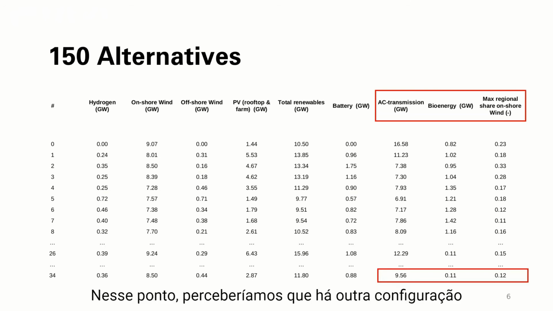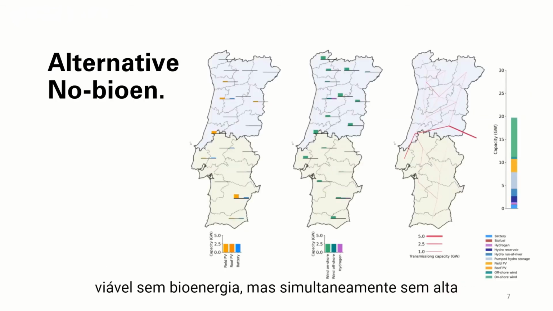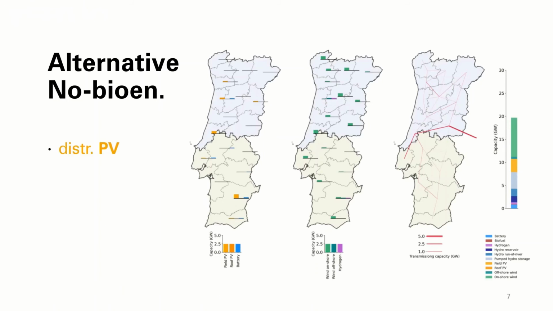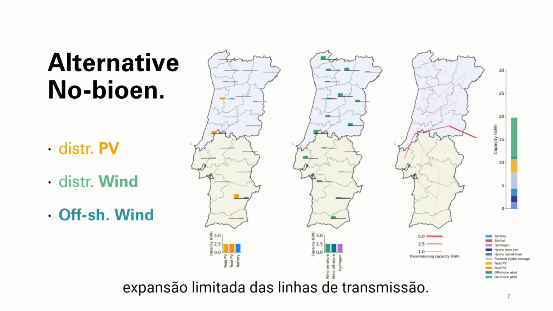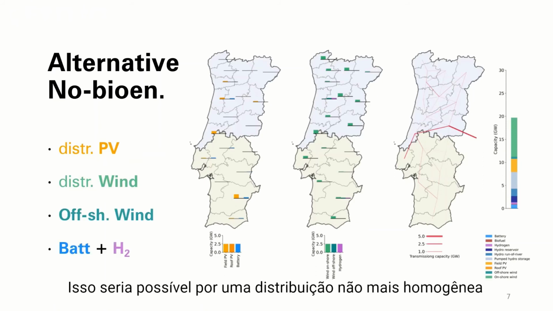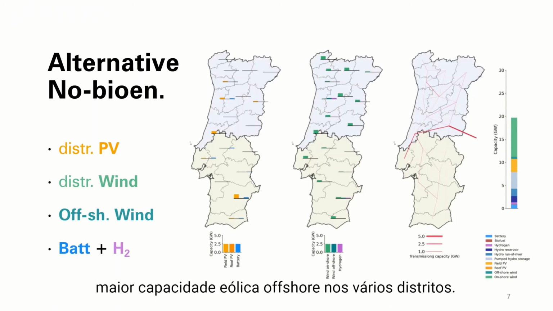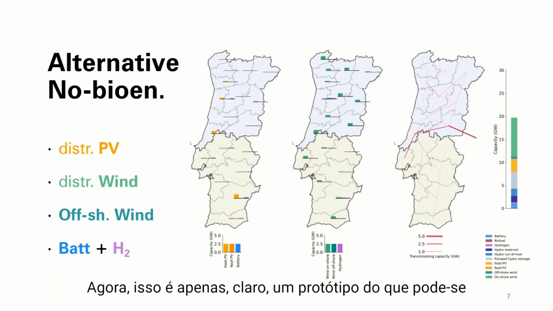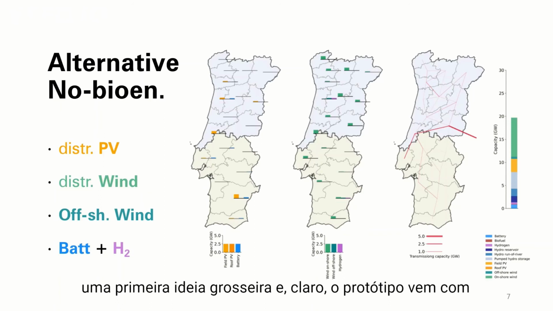At this point, we would realize that there is another feasible configuration with no bioenergy, but simultaneously not high concentration of solar or wind farms in any district and limited expansion of transmission lines. This would be made possible by an even more homogeneous distribution of wind farms, coupled with storage systems and a slightly larger offshore wind capacity in the Aveiro district. Now, this is just, of course, a prototype of what you could expect as an output from our modeling workflow to give you a first rough idea.